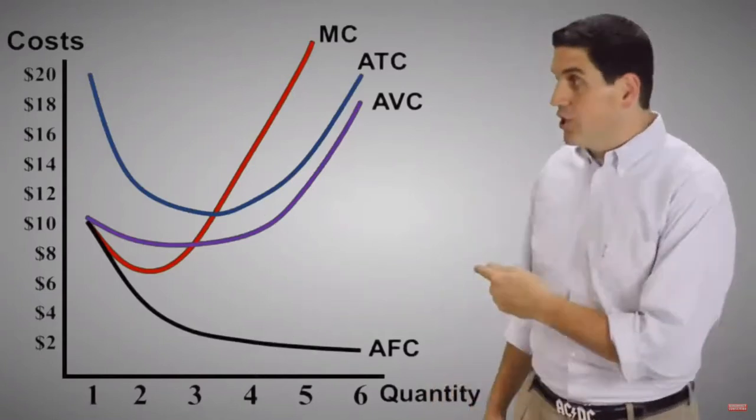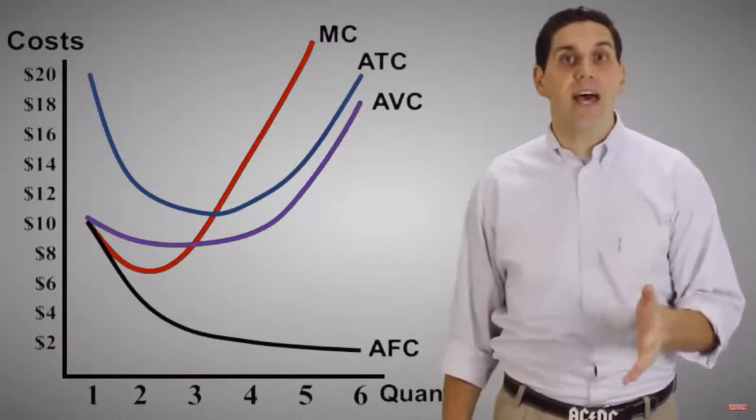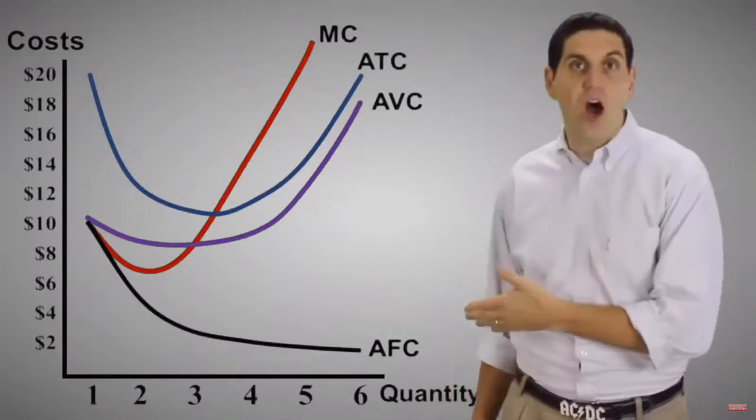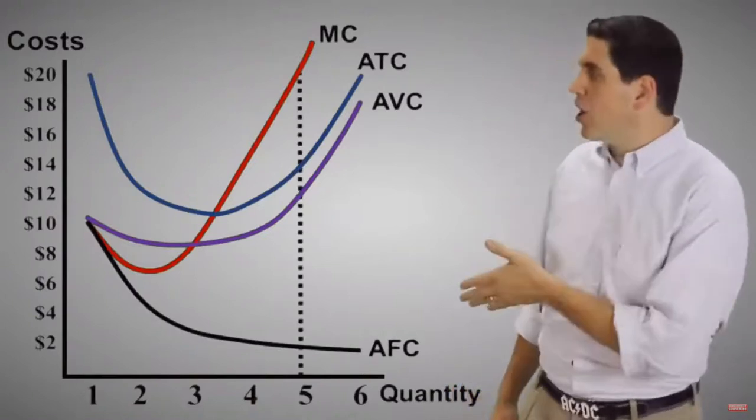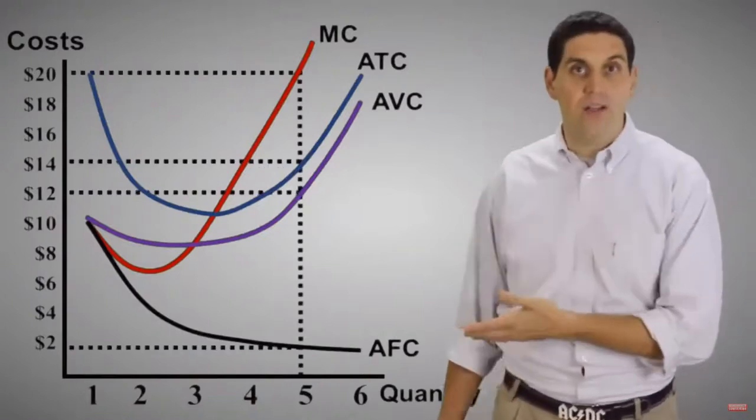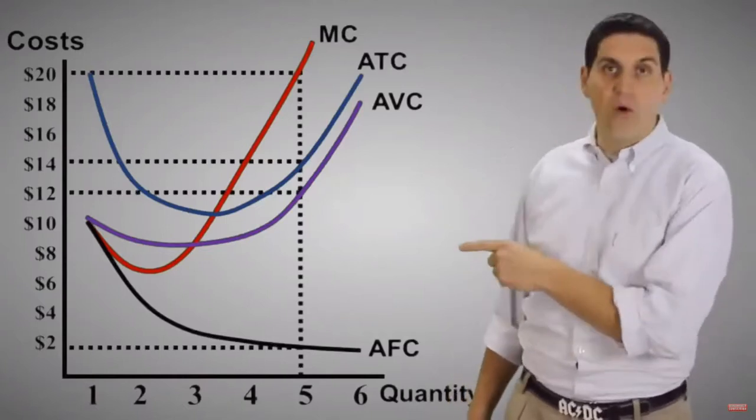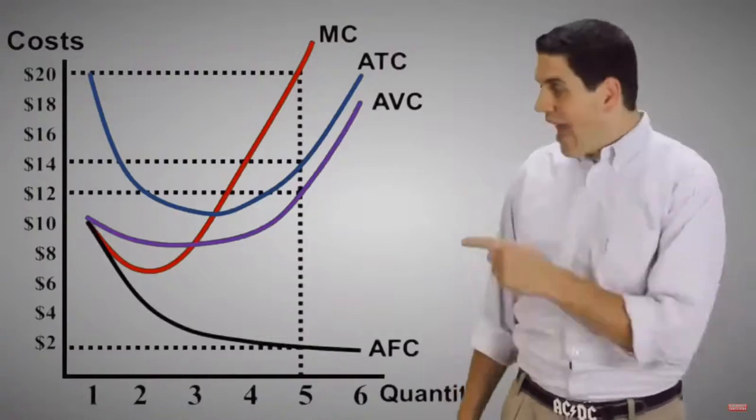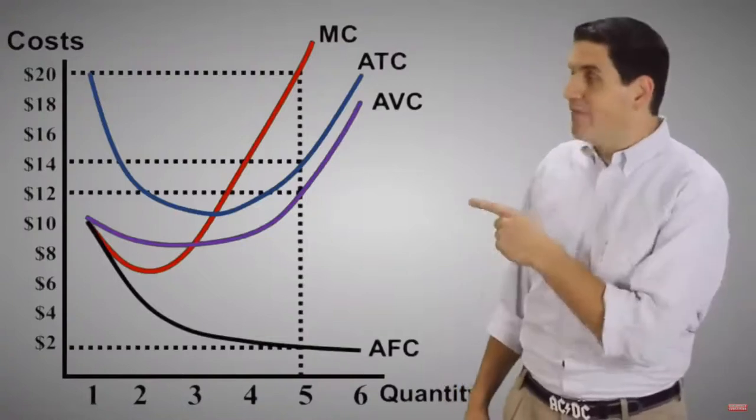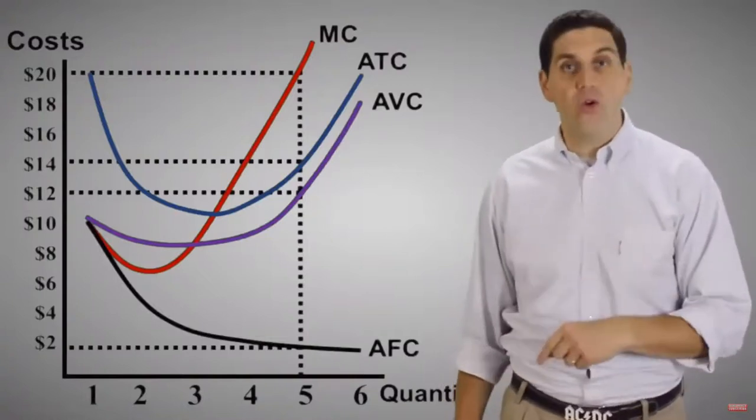Now let's talk about how you're going to actually use this graph. You might get a question on a test that says, how much does the 5th unit cost? To figure that out, just go straight up from 5 units. The graph tells you the marginal cost of producing 5 units is $20. The average total cost of 5 units is $14. The average variable is 12, and the average fixed is 2. Again, remember, the average fixed of 2 plus the average variable of 12 equals the average total of 14.